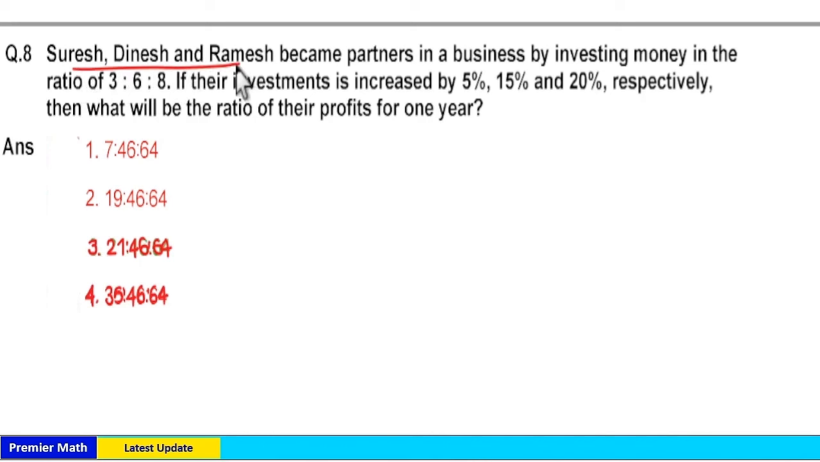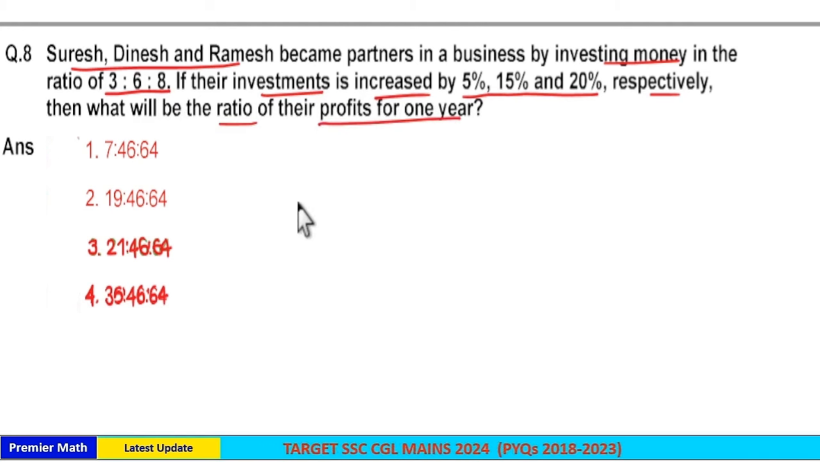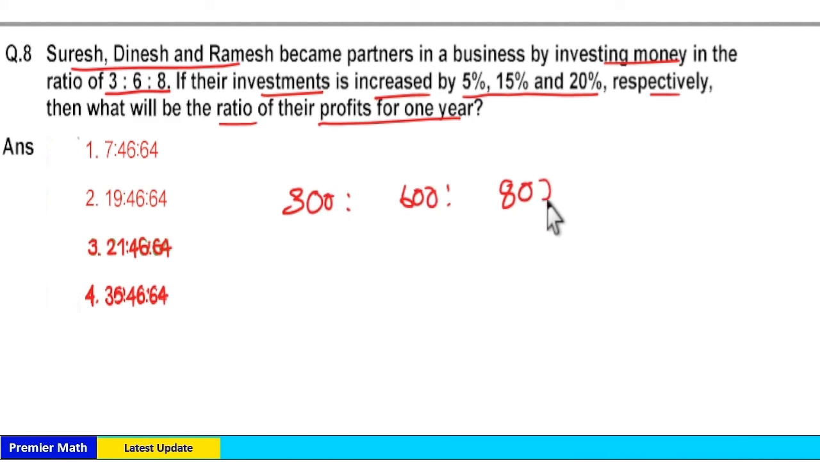Suresh, Dinesh and Ramesh became partners in a business by investing money in the ratio 3:6:8. If their investment is increased by 5%, 15% and 20% respectively, then what will be the ratio of their profits for 1 year? Here, their investments are in the ratio 3:6:8. Now consider it as 300, 600 and 800.